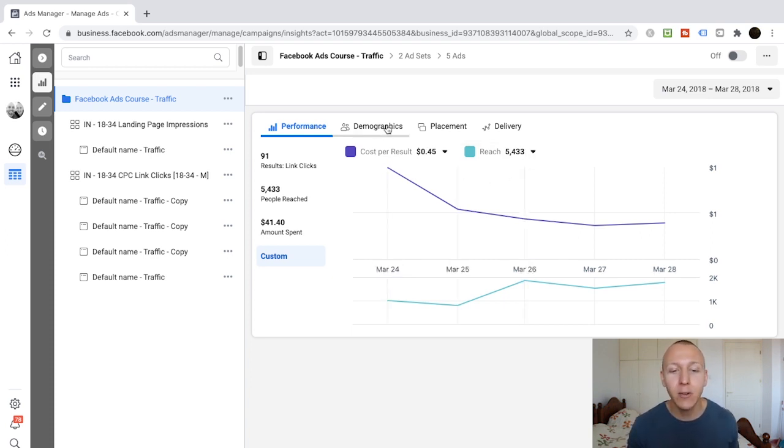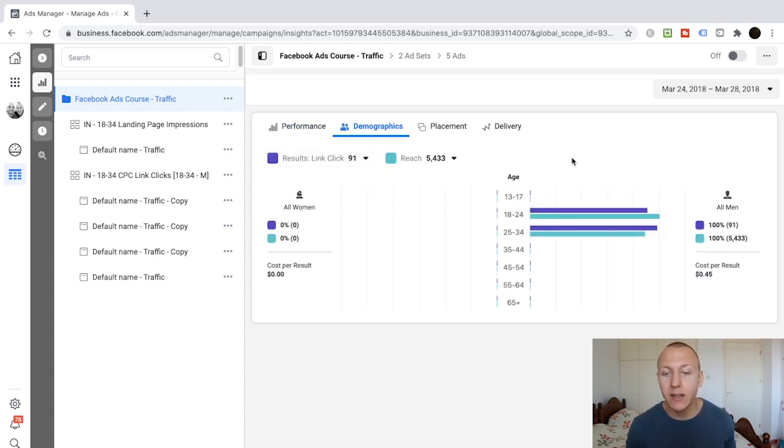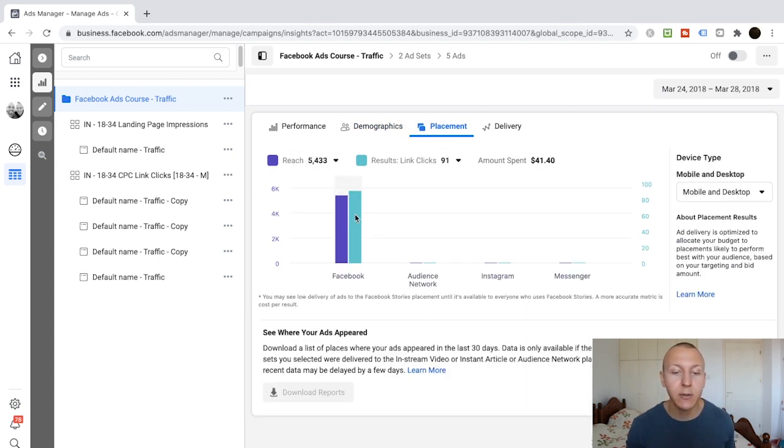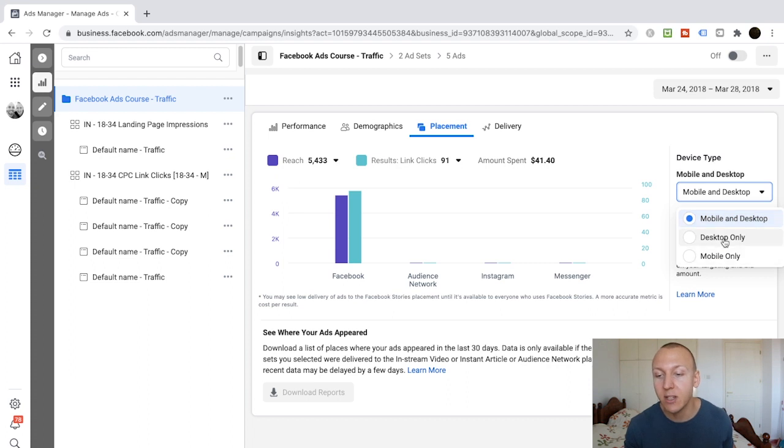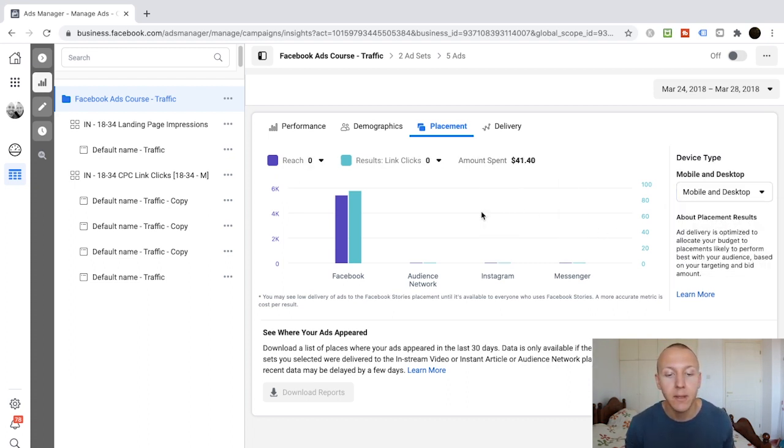All right. Going up, we have demographics as well. We get a visual representation of that. Looks a little different, but these are charts. They are visual representations. We can see the placements as well. Now, in this case, we were only using Facebook. So if we were using Audience Network, which I don't recommend, or Instagram or Messenger, we would see that. We can also see mobile and desktop. We could compare and look at maybe desktop only, mobile only, etc.